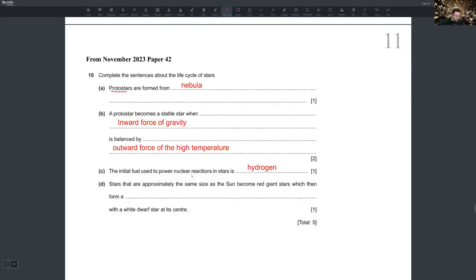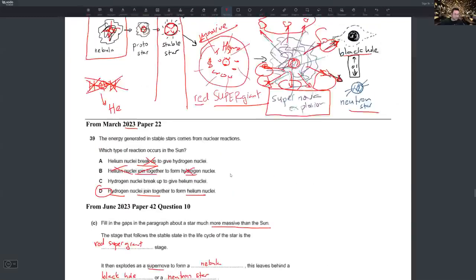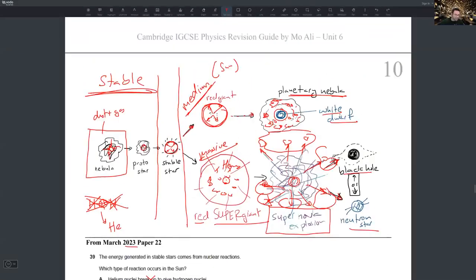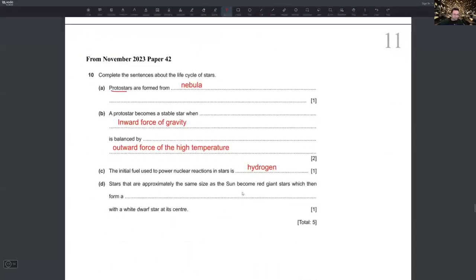Stars that are approximately the same size as the sun, so medium. They become a red giant, which then forms a dash with a white dwarf at the center. Here we call it a planetary nebula. There's a difference, look.